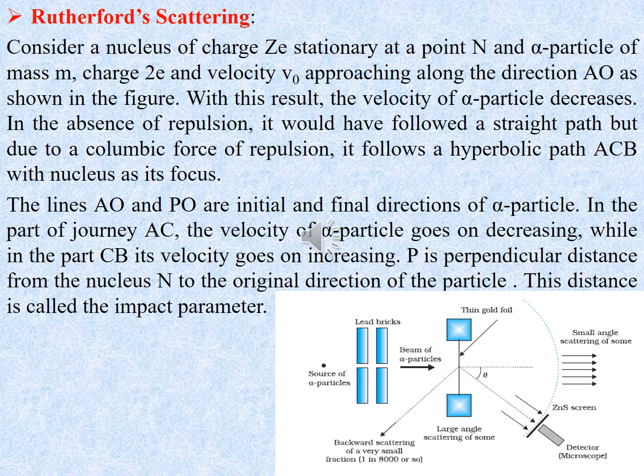The lines AO and PO are the initial and final directions of the alpha particle. In the path of journey AC, the velocity of the alpha particle goes on decreasing, while in the part CB, its velocity goes on increasing. P is the perpendicular distance from the nucleus N to the original direction of the particle. This distance is called the impact parameter.